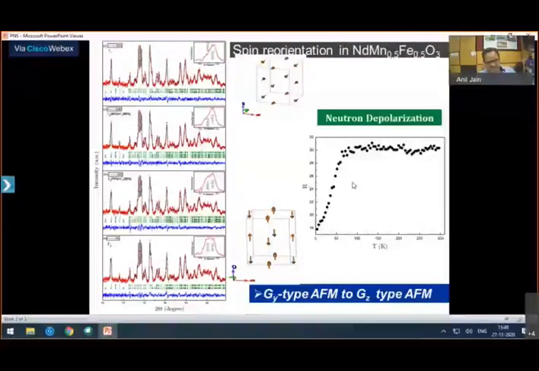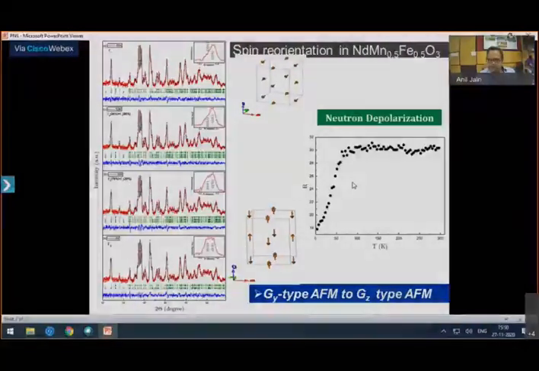So this experiment helps you to find out if you have ferromagnetic correlation at a mesoscopic length scale. With this, I would like to end.